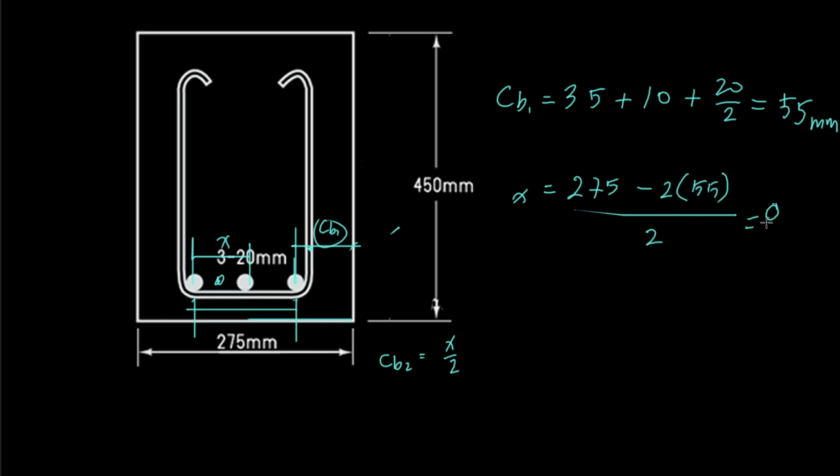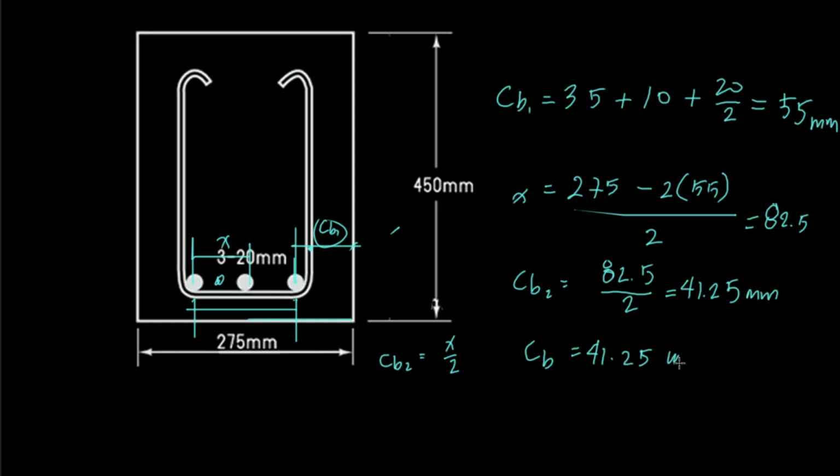So, meron tayong 82.5 na x. Pero yung CB2 na kailangan natin, yung kalahati ng center-to-center spacing. So, 82.5 divided by 2, meron tayong 41.25 mm. So, ayan. Sabi niya, CB would be the lesser of the 2. So, yung lesser, ikukumpara natin, yung dalawa ikukumpara natin, so meron tayong lesser na 41.25 mm. So, yan yung gagamitin natin para sa ating computation.